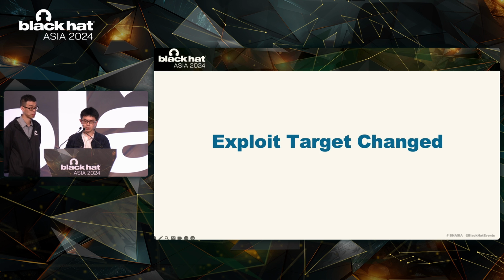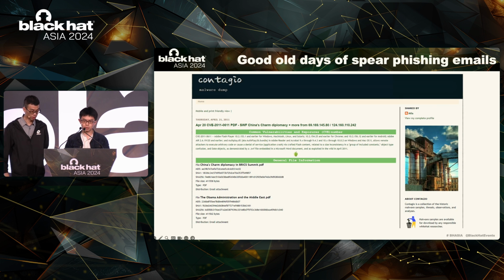Okay, the first part: exploit targets have changed for Chinese APT actors. I would like to start from a screenshot of the Contagio Dump blog. In case any of you know it, it means you are an old guy like me who has done malware analysis for more than 10 years. This blog was a great resource for me to obtain juicy spear phishing email exploit documents used in APT attacks, especially by China or North Korea.